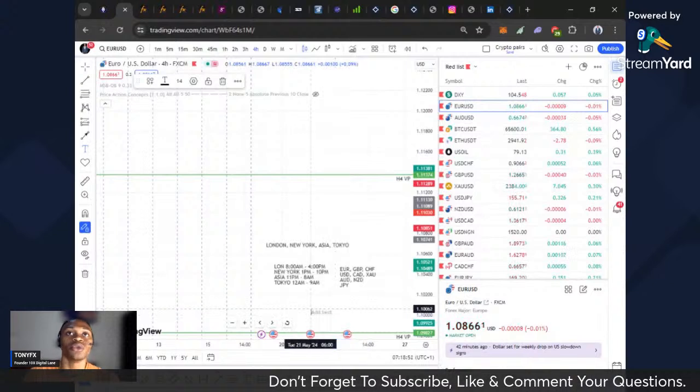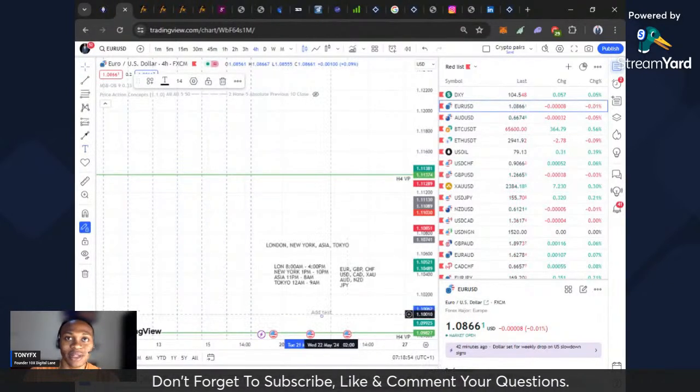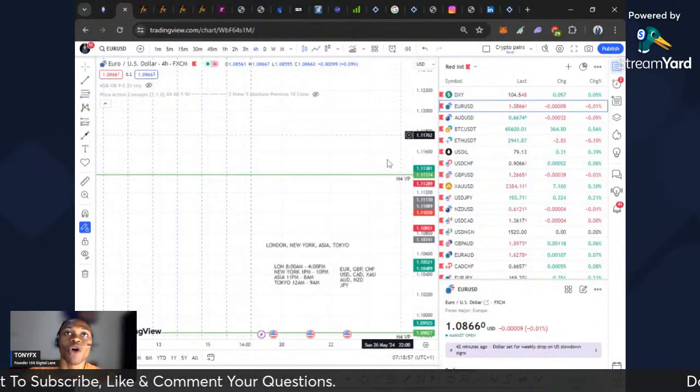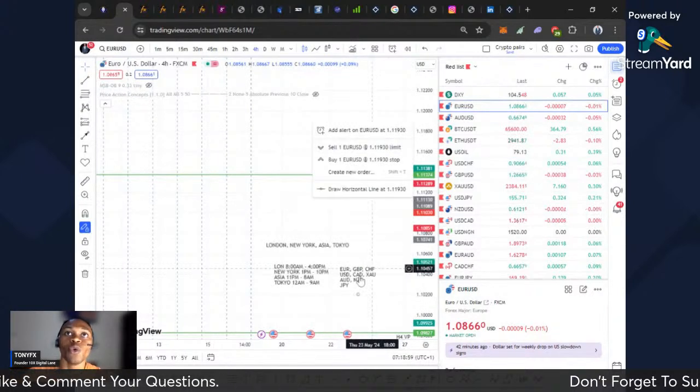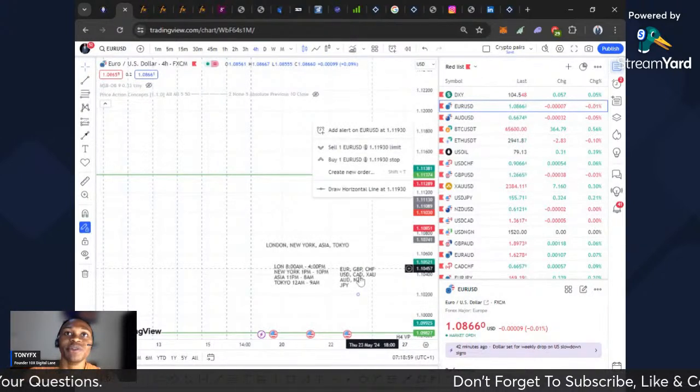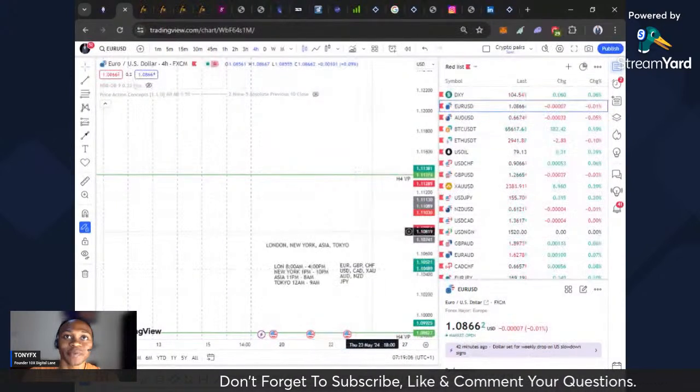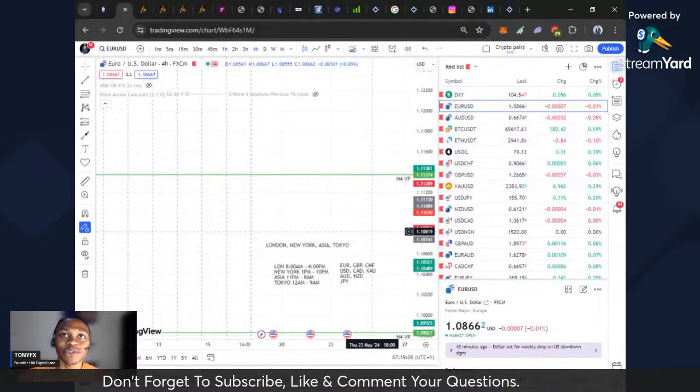So these are the currencies that will be affected, where you'll be seeing major reaction at a particular session.